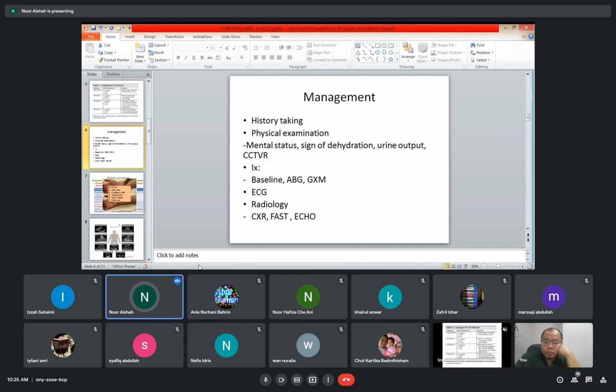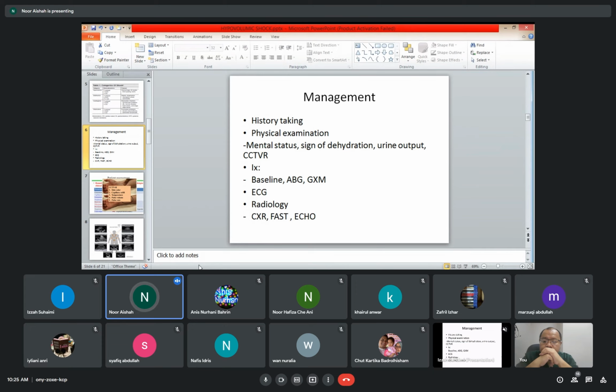Next, we'll go to the management. First, when the patient comes, history taking. You have to ask the patient, for example, a patient with GI bleed presenting with hematemesis. From the history taking itself, you can anticipate a shock.